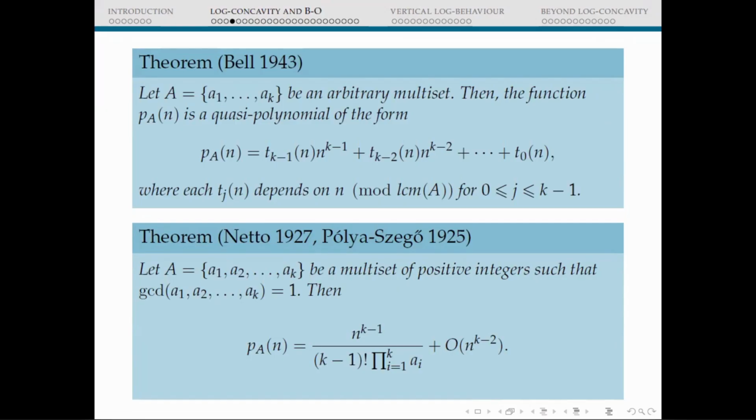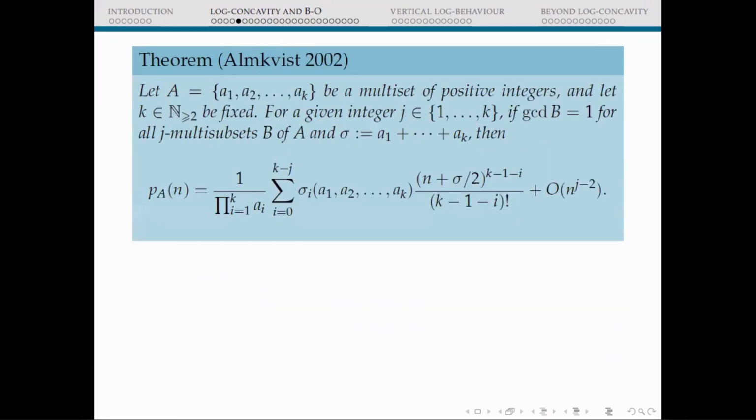We can go even further. There is a nice result in terms of quits. It was proven by Israelov and Beck, but Amquist gave quite a nice characterization. Namely, if we have this multiset A, and we assume that every j-multisubset B of A is coprime, then we have the following expression for the A-partition function. We don't need to care about this expression.